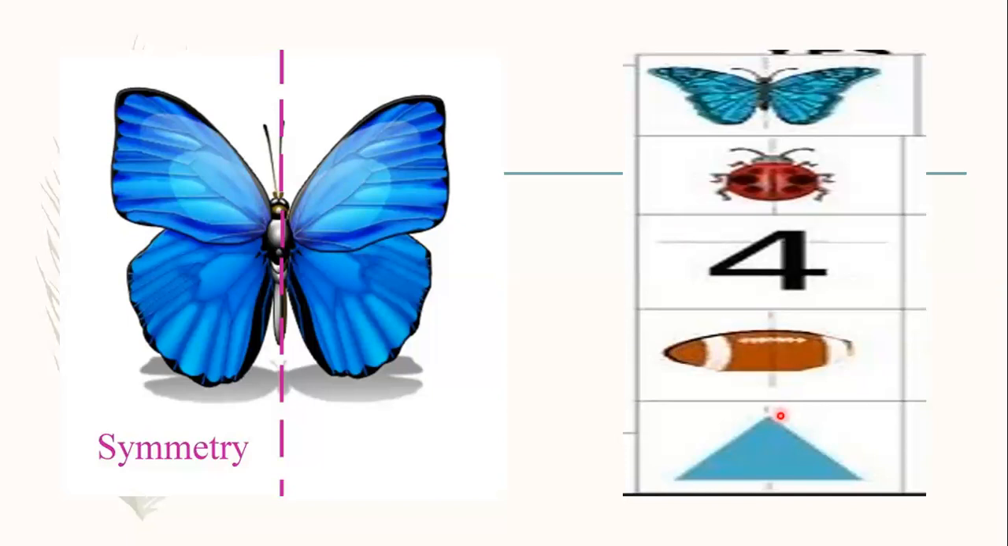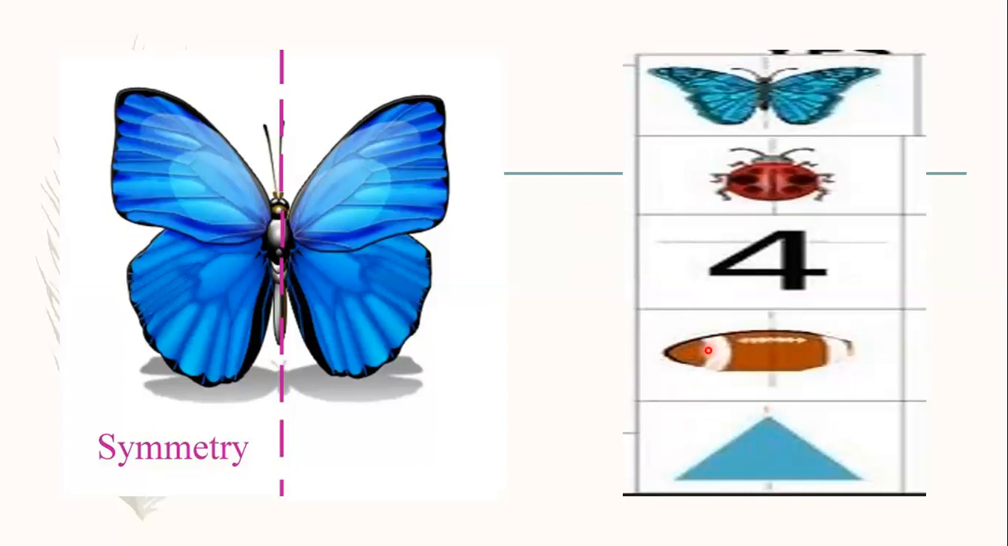Now the next figure is the figure of a triangle. Here you can see that through the vertical line, we can divide it into two exact halves, two identical halves. So this figure is also symmetrical. So out of these 5 figures, the first figure, second figure, and the fifth figure are symmetrical figures, but the third figure and the fourth figure are not symmetrical.